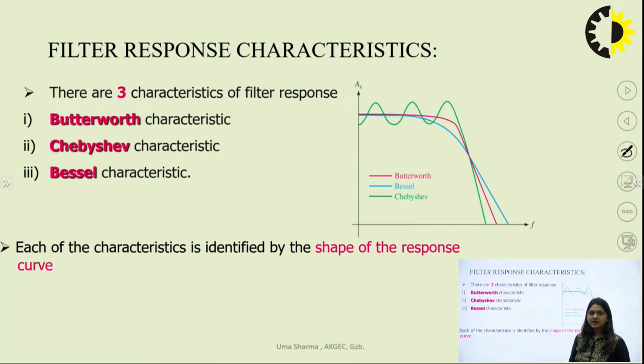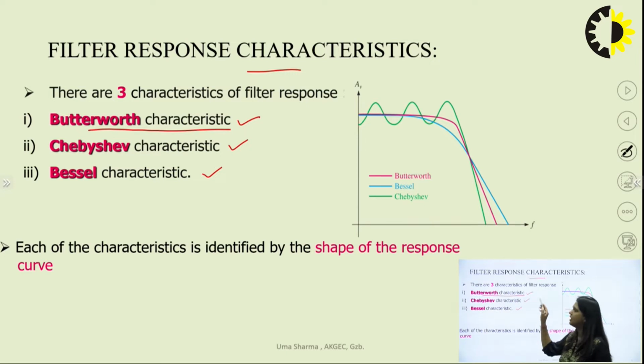Now, after discussing the classification of the filter, it is very important to know about the filter response. These are the mainly used filter responses in digital signal processing: Butterworth characteristic, Chebyshev characteristic and Bessel characteristic, and out of these three, Butterworth characteristic is the most used characteristic of the filter. One by one we will see these responses. Before that, you must know how we can draw the frequency and gain response.